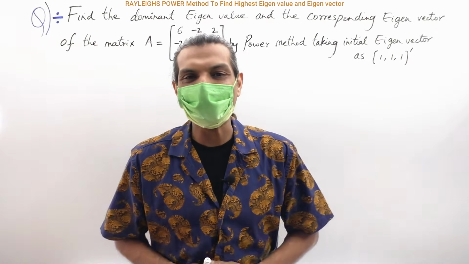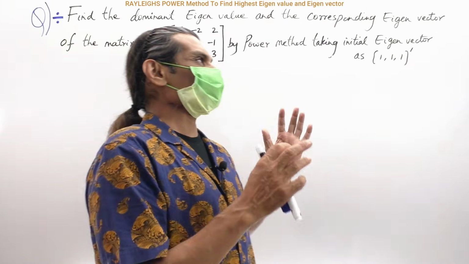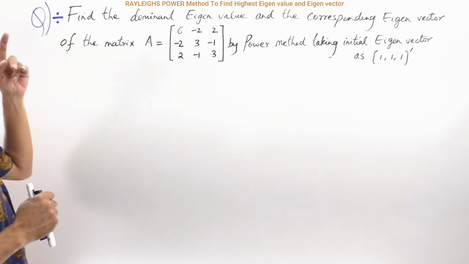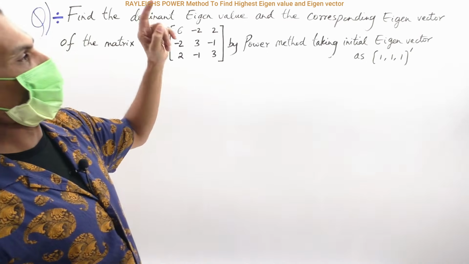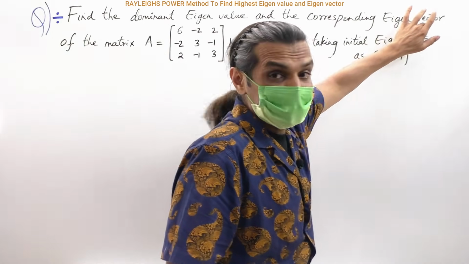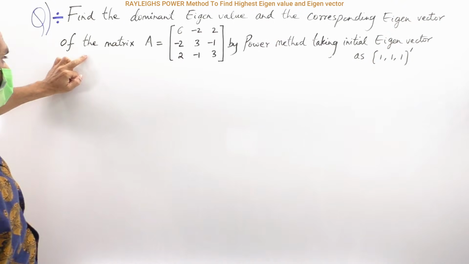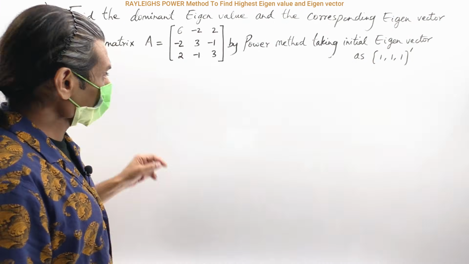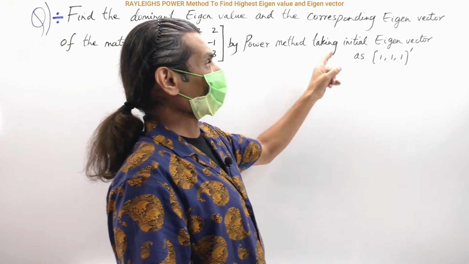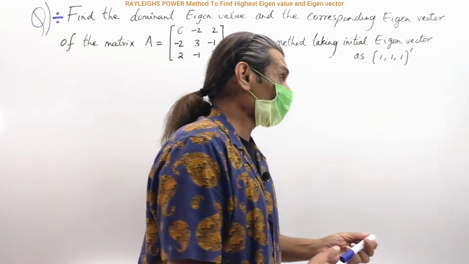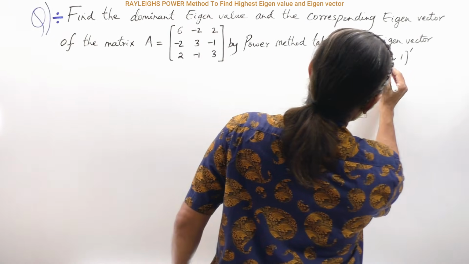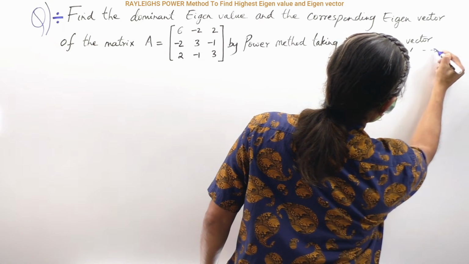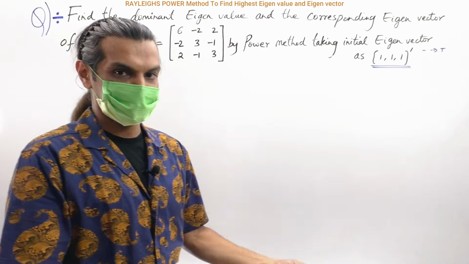So let's understand how to apply the Rayleigh's Power Method or the Power Method using this classical problem. It says, find the dominant eigenvalue and the corresponding eigenvector of the matrix A = [6 -2 2; -2 3 -1; 2 -1 3] by Power Method, taking initial eigenvector as [1, 1, 1] transpose. Sometimes instead of this dash, they may give T also. Both are the same, transpose.